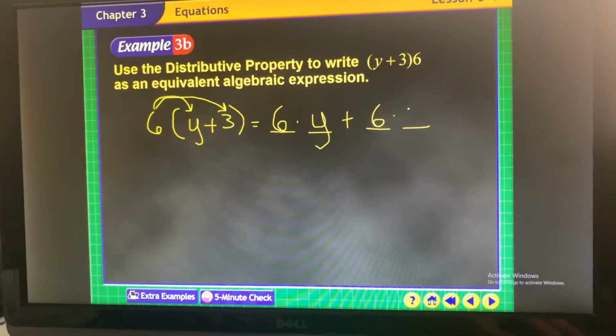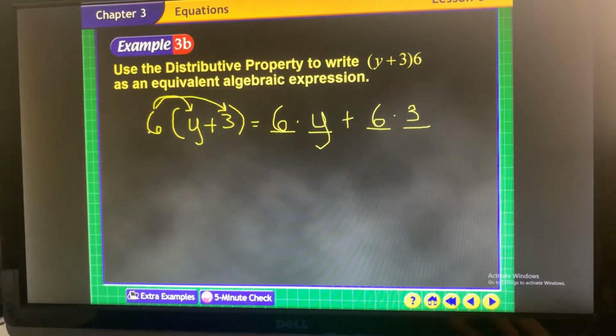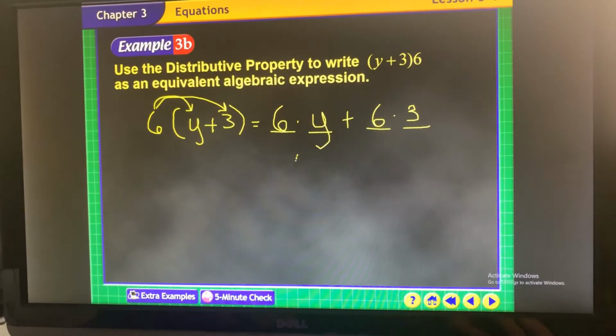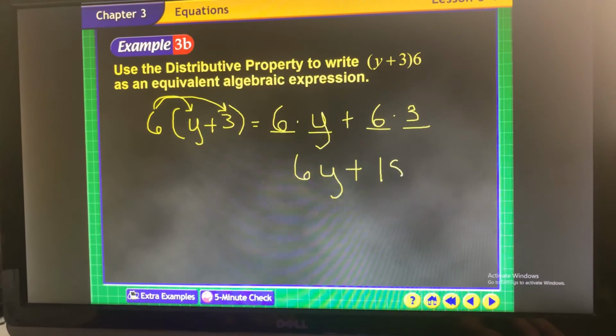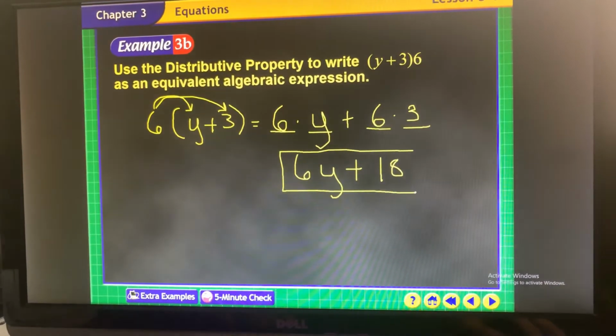I highly recommend the 2 lines to begin with because a lot of times when you're rushing through a problem, you'll distribute it to the y, but you'll forget to distribute it to the other value. So you want to make sure by putting the 2 lines, you won't make that mistake. So then you just get 6y plus 18. And that's it. Can't put those together because they're not like terms.